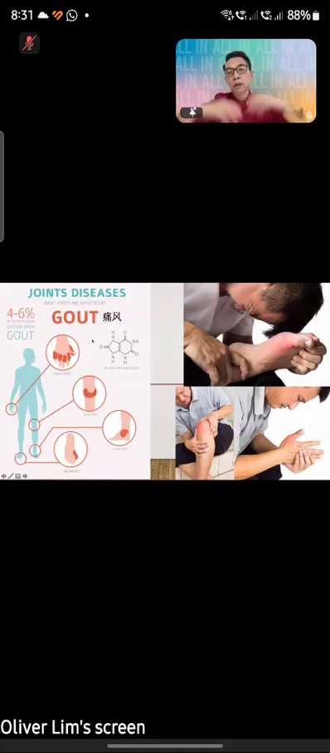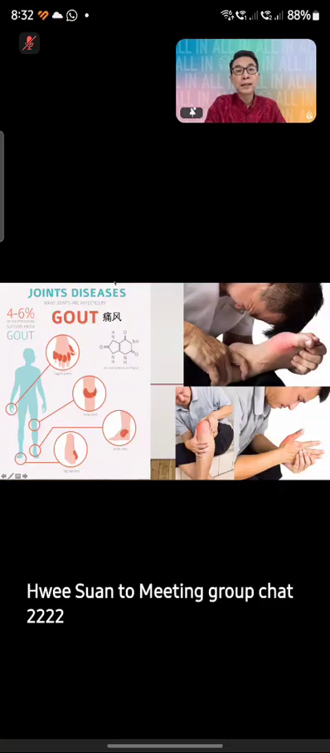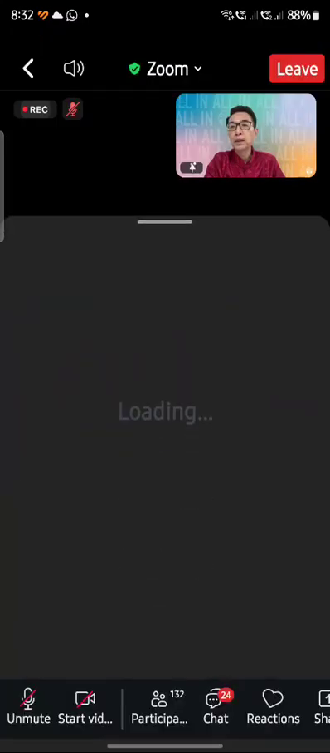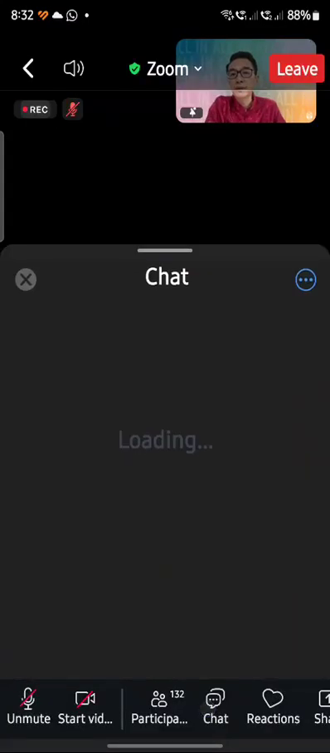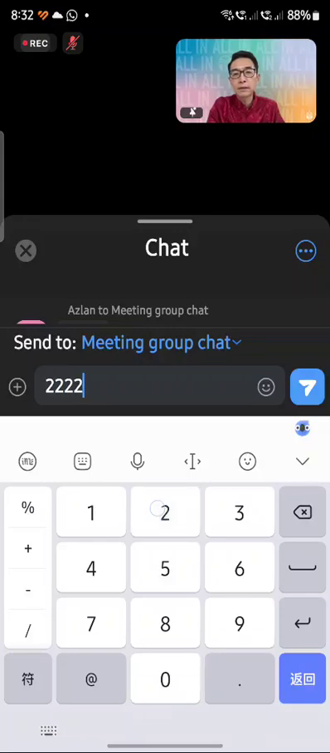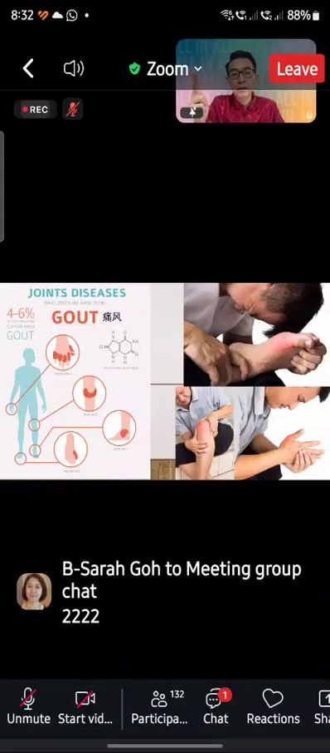Gout is one of the many joint diseases. About 4 to 6% of the population suffer from gout. Anybody know somebody who has gout? Give me a 2 if you know somebody personally who has gout. Let's see how common it is. I do. My father, my 2 brothers have gout. I don't have it.